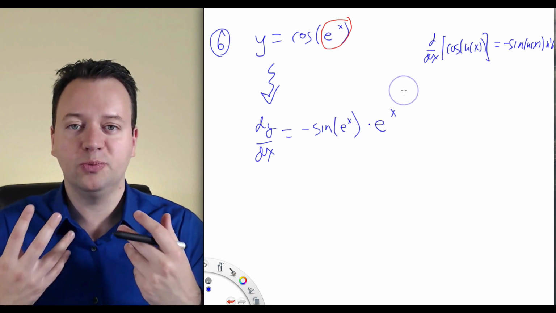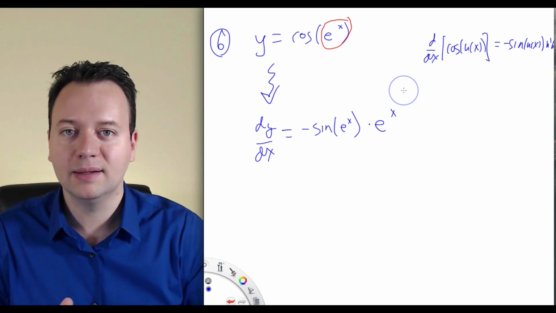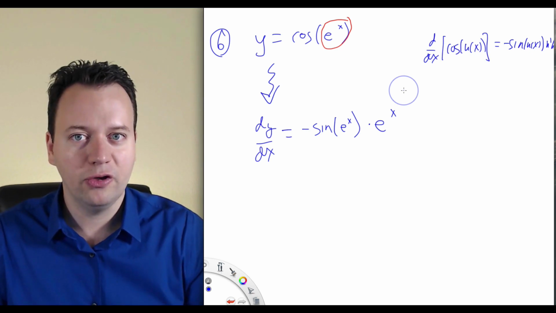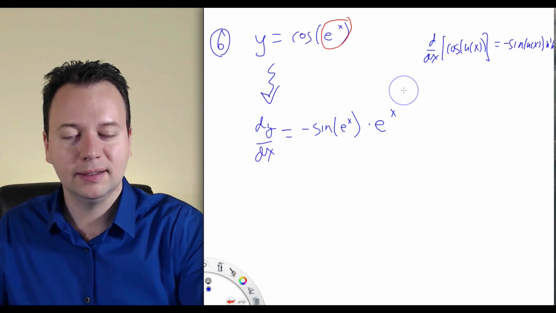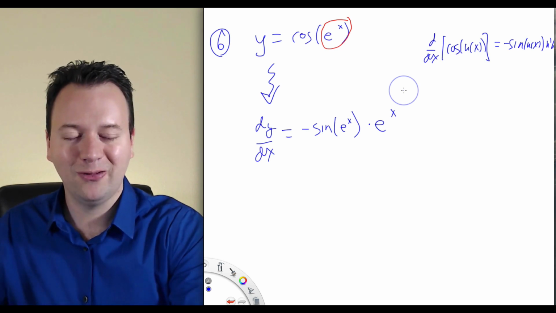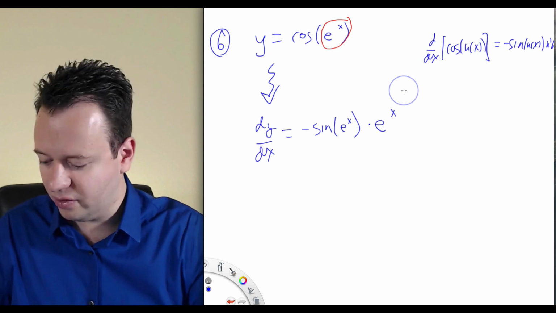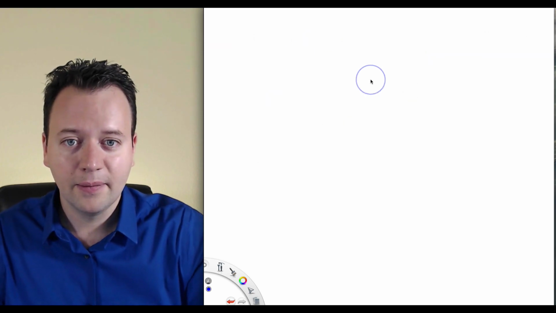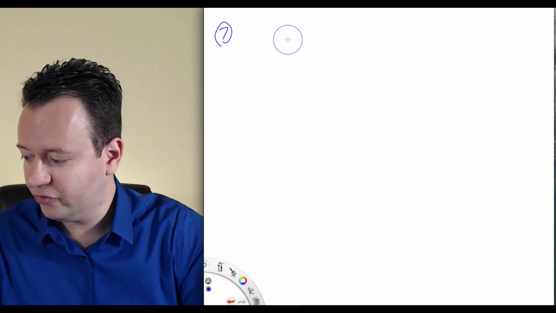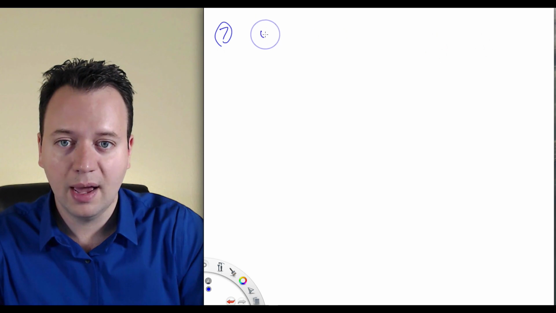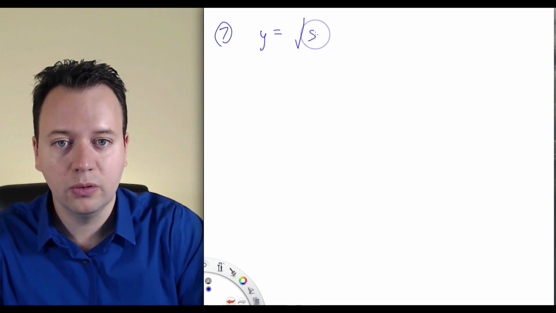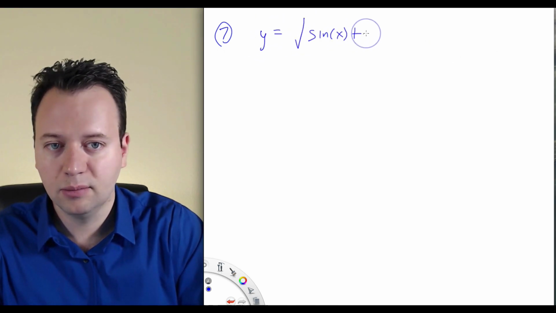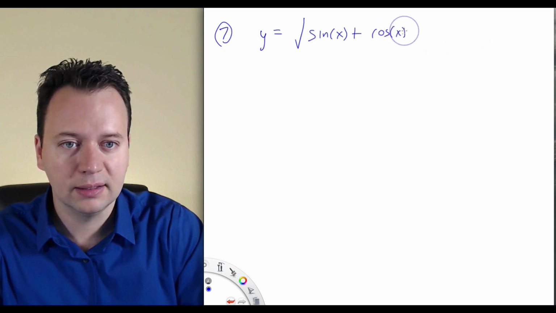So you just practice these over and over again, practice as many as you can until you get the feel. And then when you see a function like this, you'll never forget these rules. When you see a function, boom, you'll be able to take the derivative like lightning. Example number 7, we have y is equal to the square root of sine of x plus cosine of x.